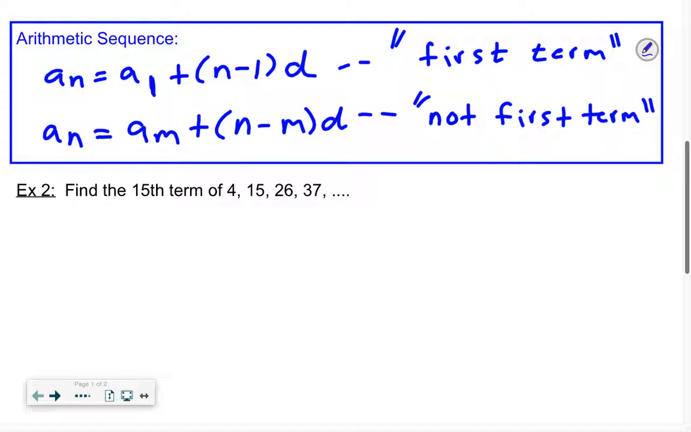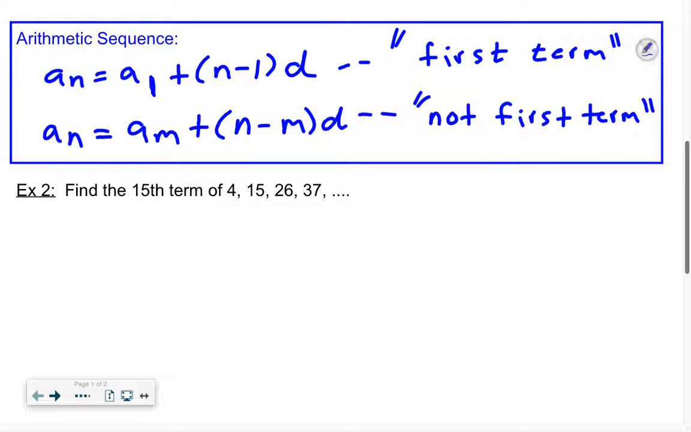For example number 2, they want us to find the 15th term of that sequence. Now what some of you will do is you will go ahead and find the next term, and the next term, and the next term, and all the way down until you get to the 15th one, and you have arrived at your answer. And that's perfectly fine. Unless you're on the ACT where you're timed. You only have so much time to be able to solve these. So it's not very efficient.